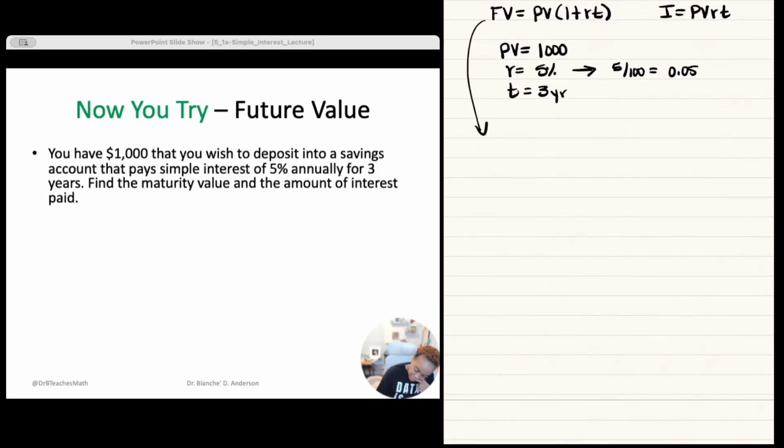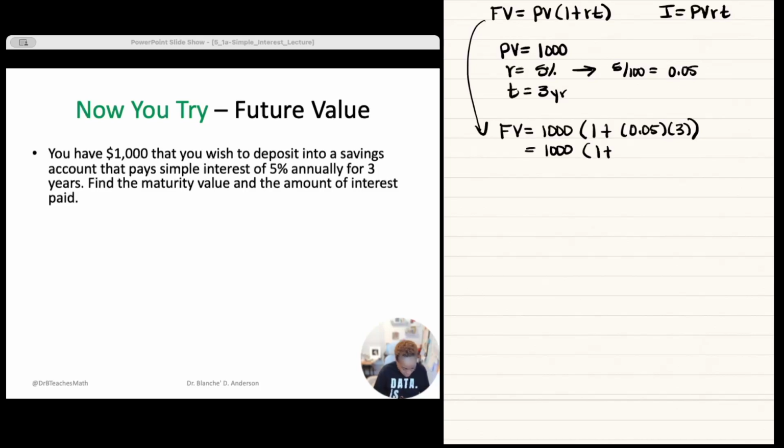So we're going to take this. We have 1,000. Oh, look at me. I'm doing the wrong formula. That's why I say write the formula, right? So 1,000 times 1 plus 0.05 times 3. Remember, do this part first, okay? And then add it to the 1. Okay, so do that in order.